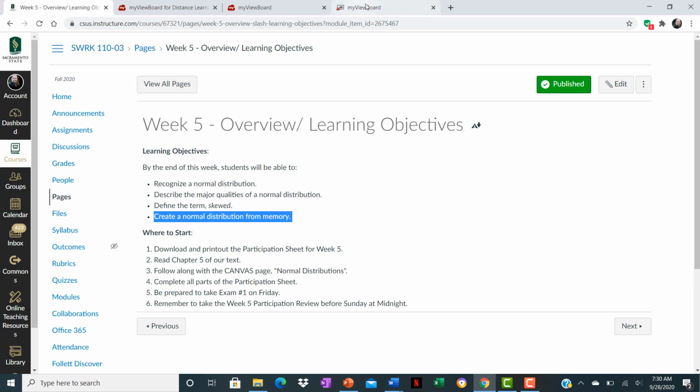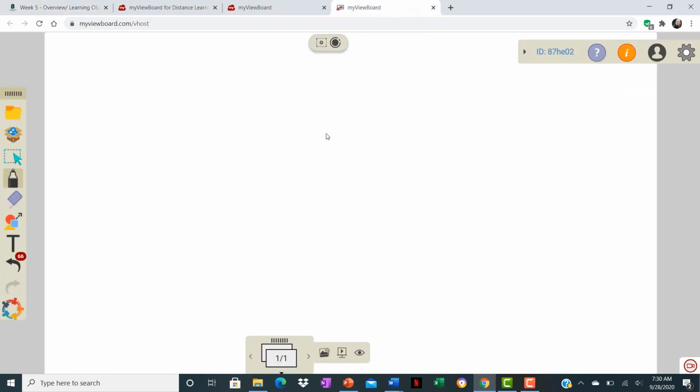Speaking of good pace, let's go ahead and move on to my view board. I'm going to tell you right now that these are not going to be the straightest lines, or the prettiest pictures, but I'm going to try to move through the material for you so that you get a better understanding of normal distributions. So first of all, I'm going to start out with just a basic shape of a normal distribution. Okay. It looks like this.